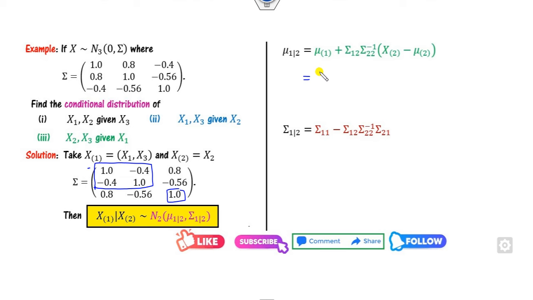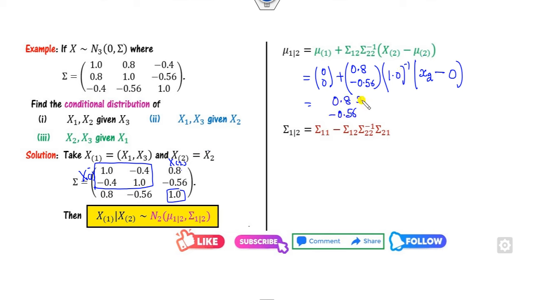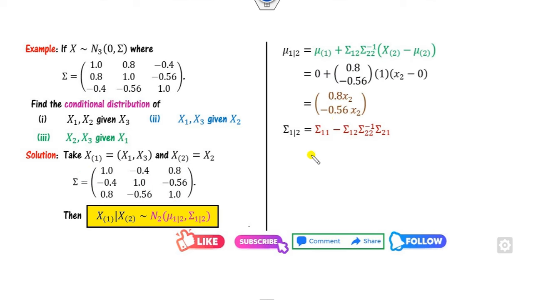Now what is the mu1? That is a mean. So it has a 2 dimension, 0. Sigma 1, 2. This number 0.8 minus 0.56. Fine. This is x1. This is my x2. Sigma 2, 2 inverse. That is a 1.0 inverse. x2 is my x2. What is the mean of this second? 0. Now you can multiply them. It's a 0. It's a 1 inverse is 1. 0.8 minus 0.56. x2 is the right answer of this problem.